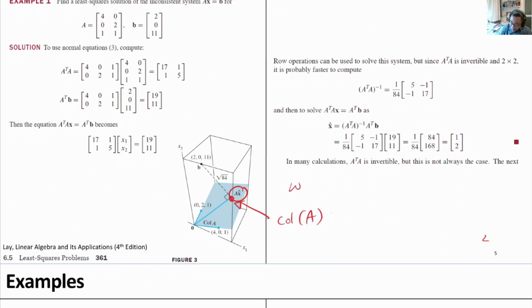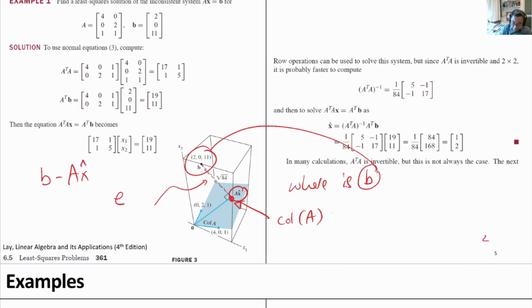But where is B? B is sitting not on the plane, and therefore there is this dashed line connecting from B to A x hat, and we call this the vector E, which is B minus A x hat equals E. And we have calculated in this example that the error is square root of 84. We'll show that in the next slide.